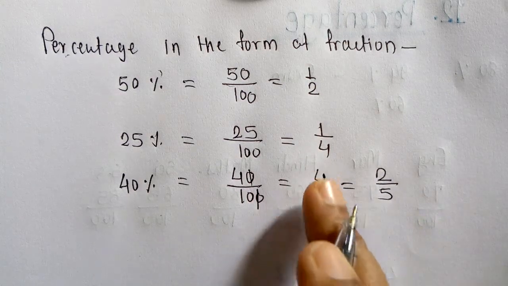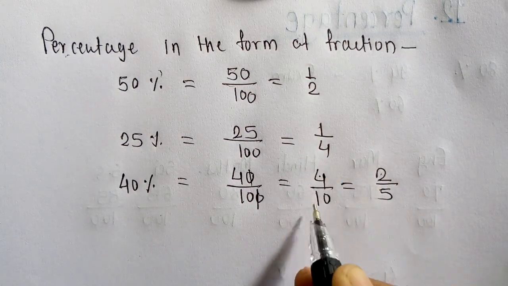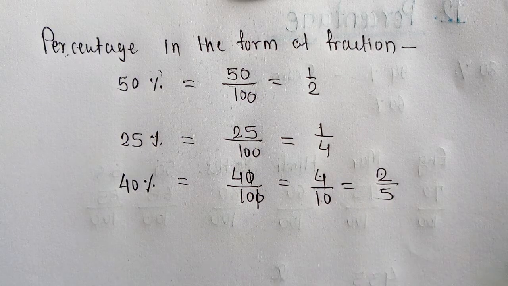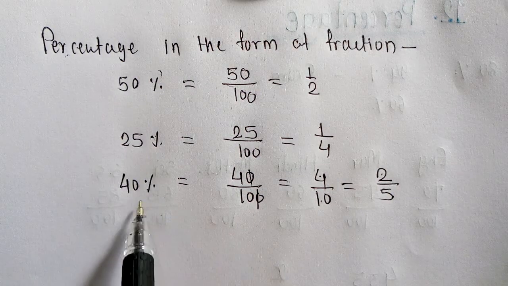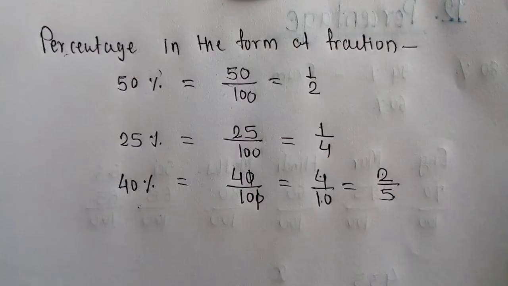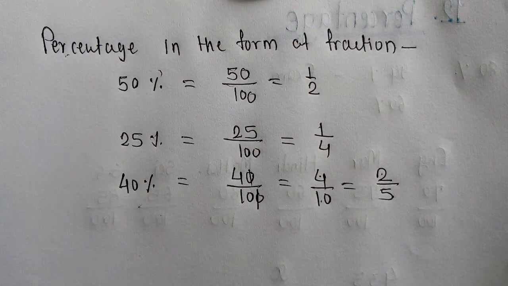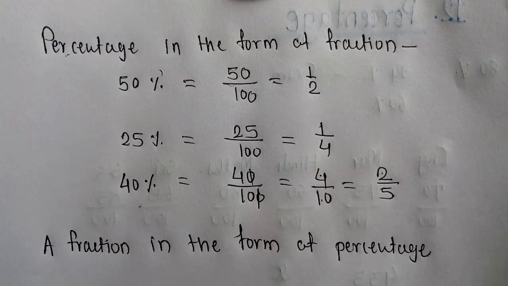It means you have to divide both numbers by 2. 2 2s are 4, 2 5s are 10. 2 upon 5. So, a percentage we can write in the form of a fraction. Now we will see a fraction in the form of a percentage.